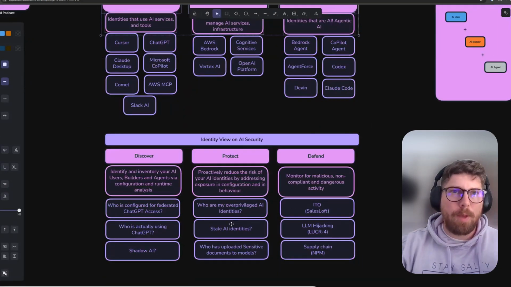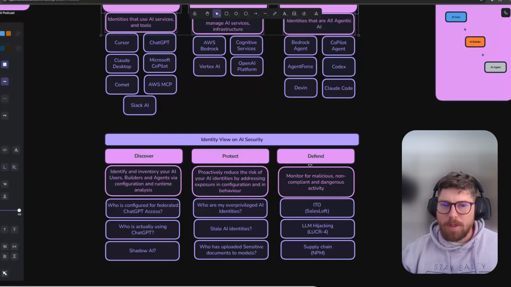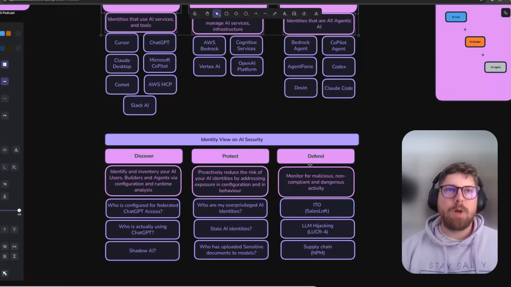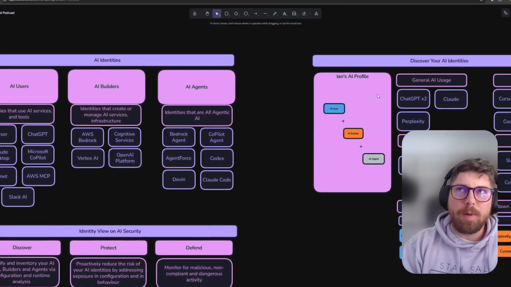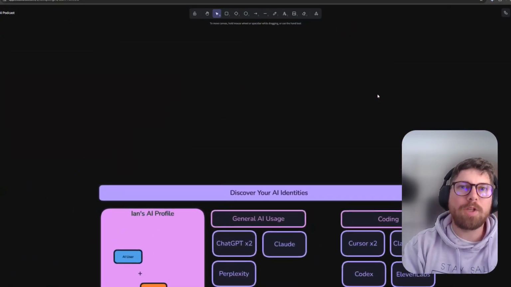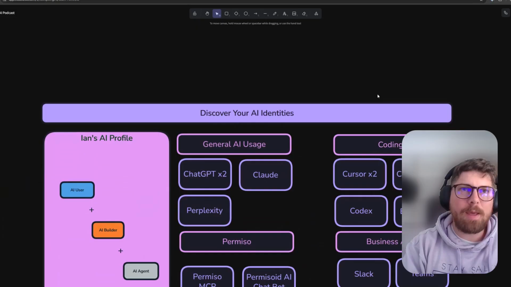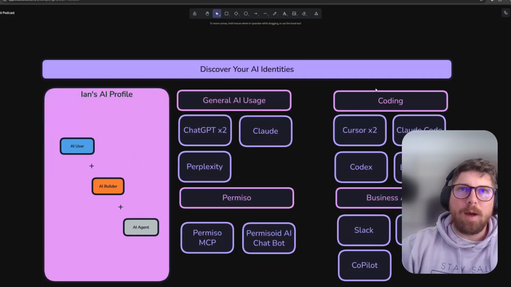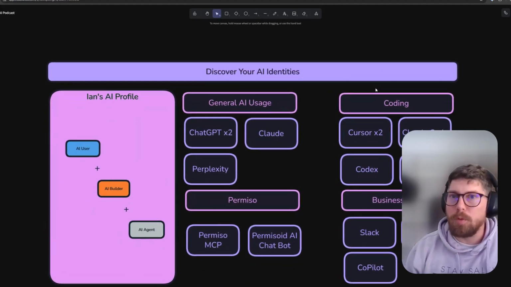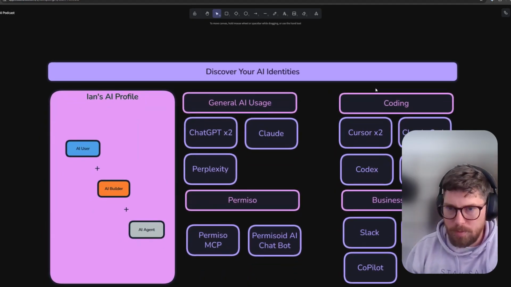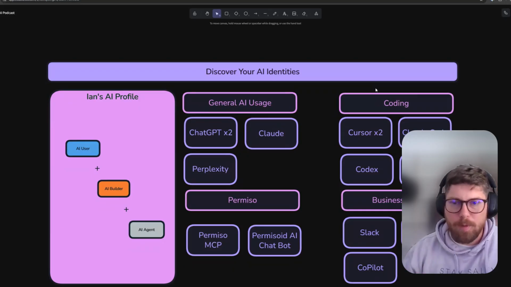We've talked about the pillars already, right? Discover, protect, and defend. But again, I really want to spend more time talking about the discover portion. When I first started thinking about this problem, I got a question from a client, and the client's like, "Hey, Ian, can you help me understand who my AI users are?" And I'm like, "Oh, what do you mean? You mean people who invoke Bedrock? You want to know people who are using AWS Bedrock?"